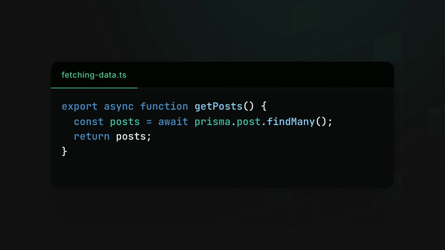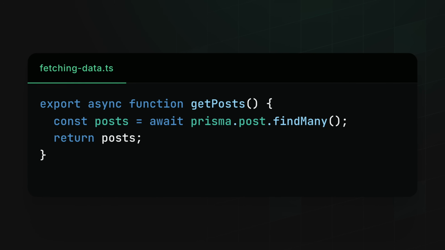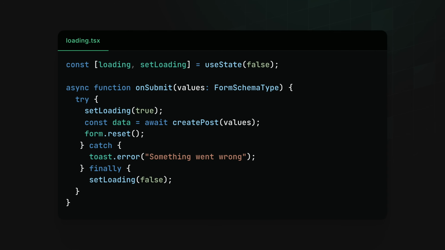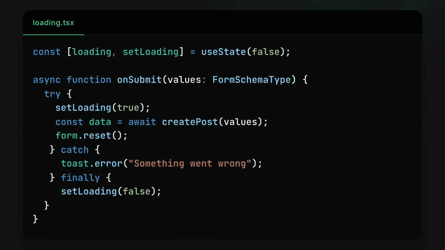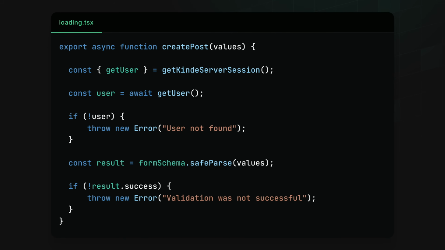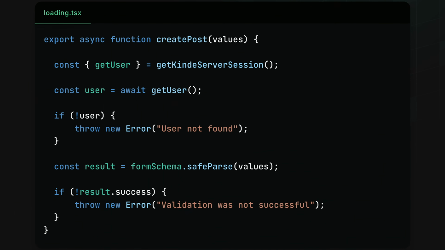Why? Because using them is easy, but using them right, like fetching data in a server action, works. But please don't. Still using useState for loading states when using server actions? Come on. Doing auth checks right in your server action?